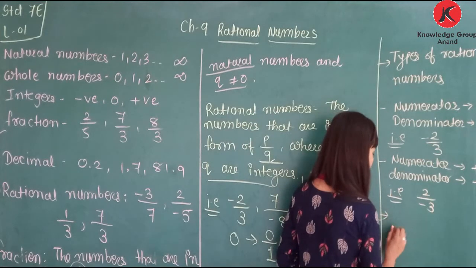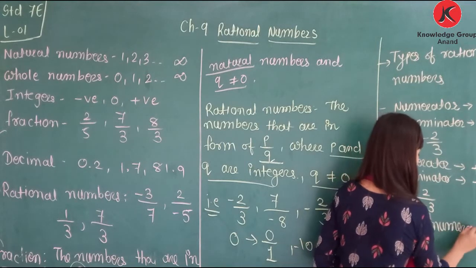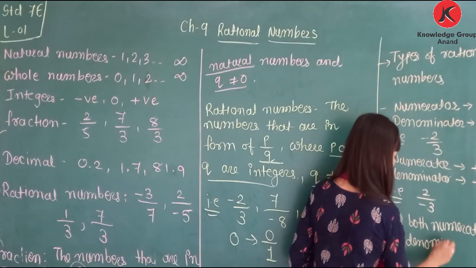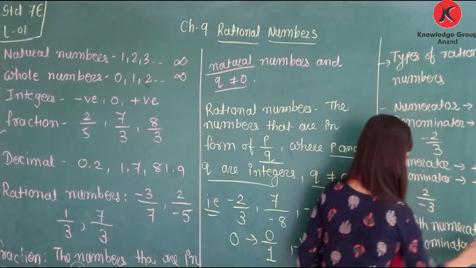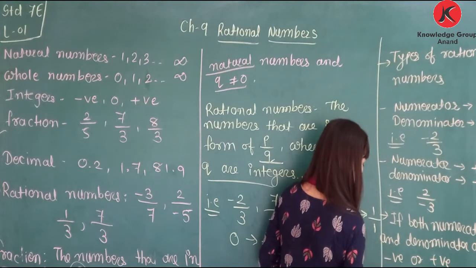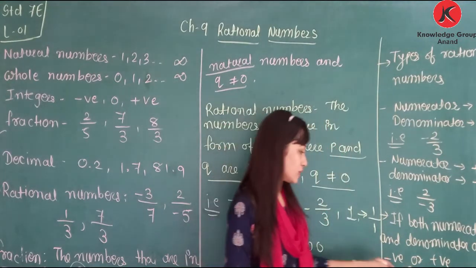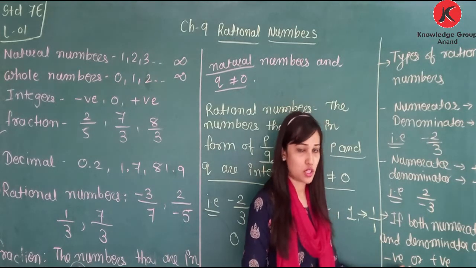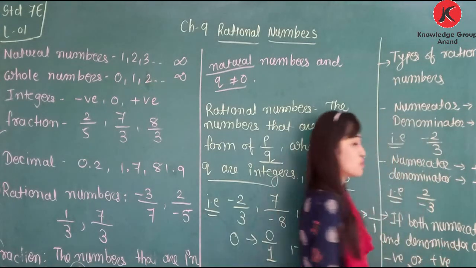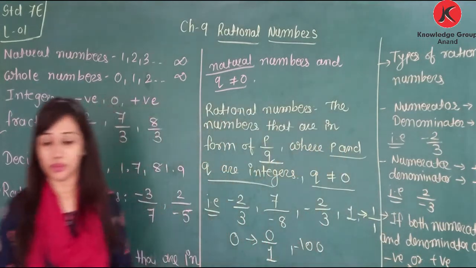Now a positive rational number means both the numerator and denominator are negative or positive. For example, minus 7 by minus 8. In integers we learned that if both are negative then the answer is positive, so this will be considered a positive rational number. 1 by 3 is also a positive rational number. So these are the negative rational numbers and these are the positive rational numbers.